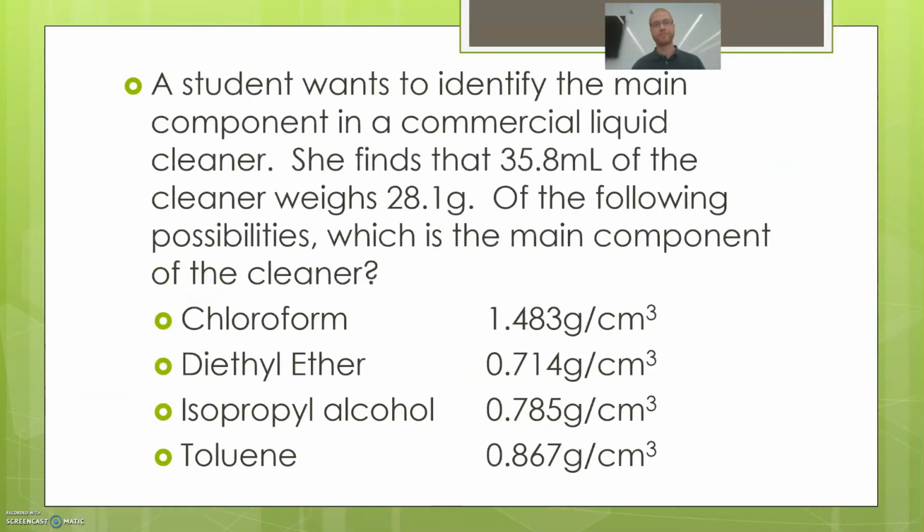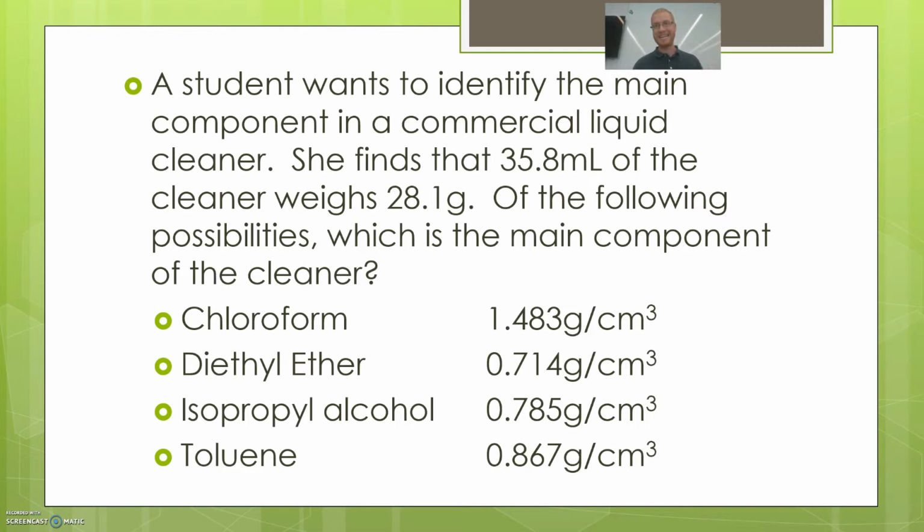All right. Let's look at another one. A student wants to identify the main component in a commercial liquid cleaner. She finds that 35.8 milliliters of the cleaner weighs 28.1 grams. What is the main component of the cleaner? Remember, I said that density is an identifying property.